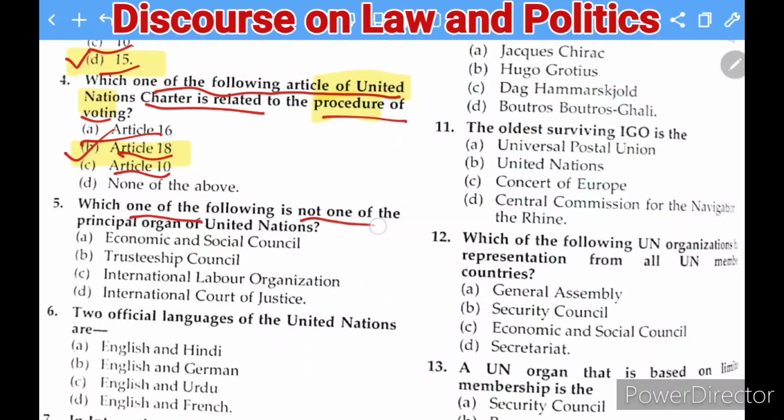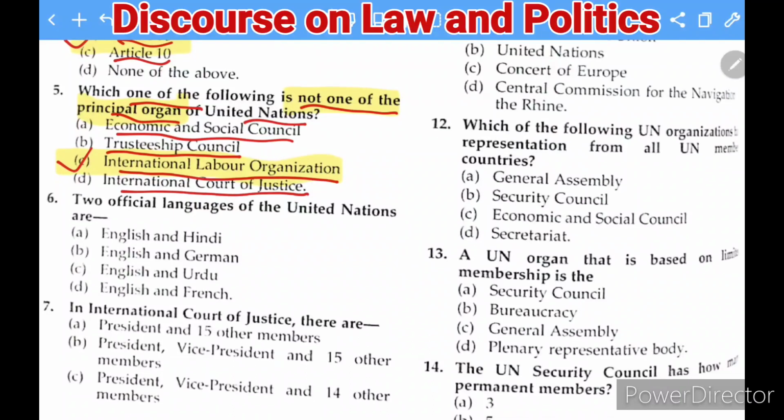Which one of the following is not one of the principal organs of the United Nations? This question was already asked in the UP prelims also. The options given here: Economic and Social Council, Trusteeship Council, International Labour Organization, International Court of Justice. We have to see very carefully which is not a principal organ. Just give an answer here, I am waiting for your response. The right answer is International Labour Organization, that is C. Moving to the next question.